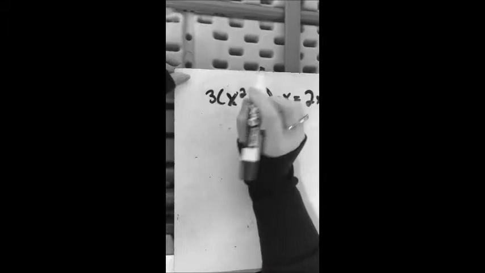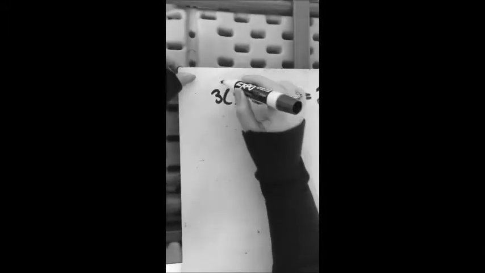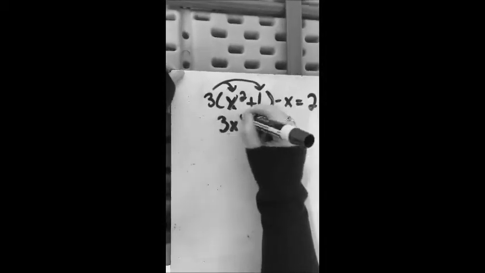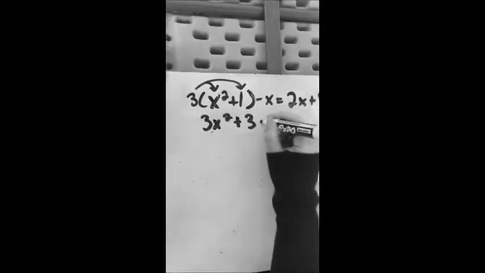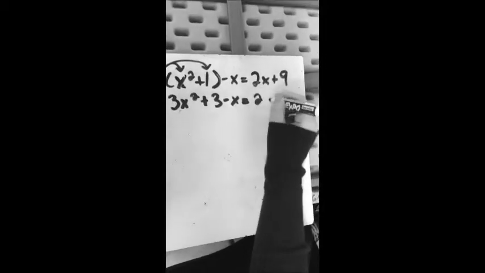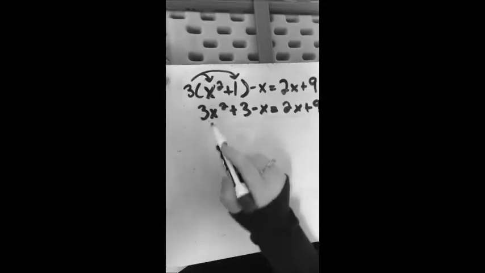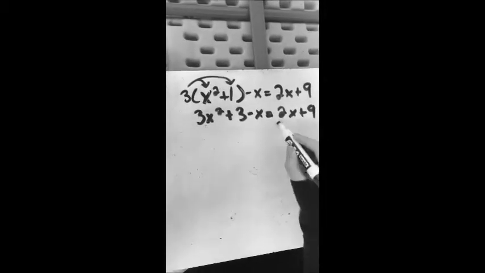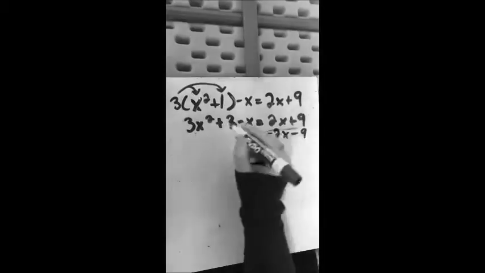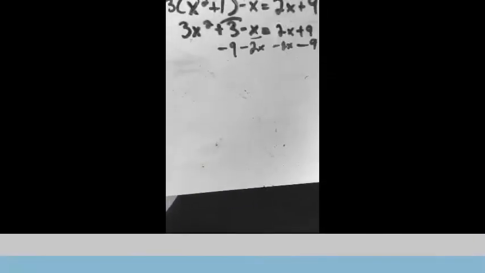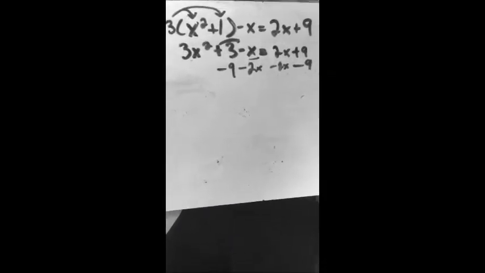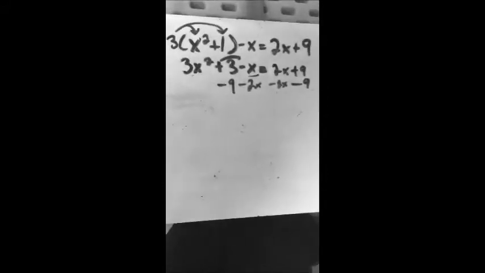In this equation, we will be distributing the 3, which is going to be 3x squared plus 3 minus x equals 2x plus 9. Now that we distributed, we moved everything to the left side so that our equation can be set equal to 0 by subtracting 2x and 9. The reason we moved everything to one side was because the equation wasn't in standard form.